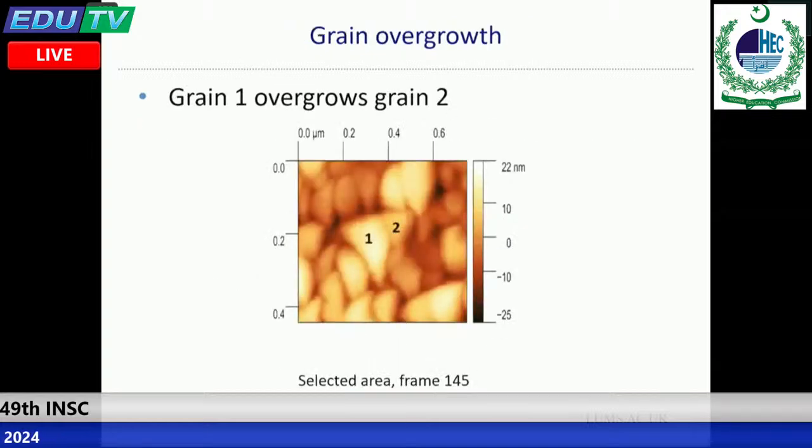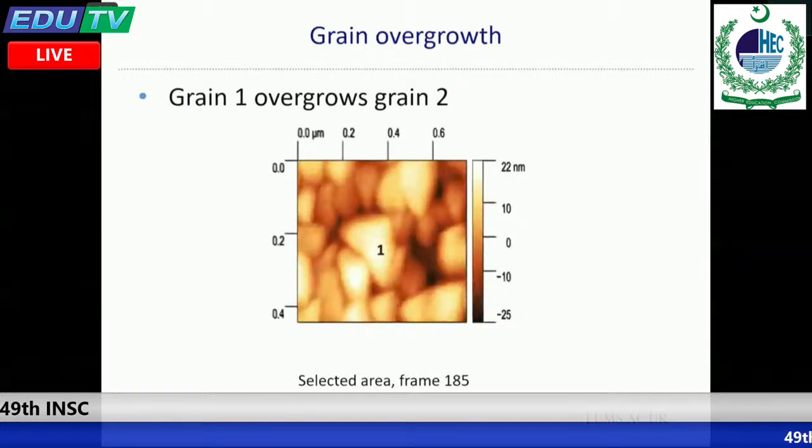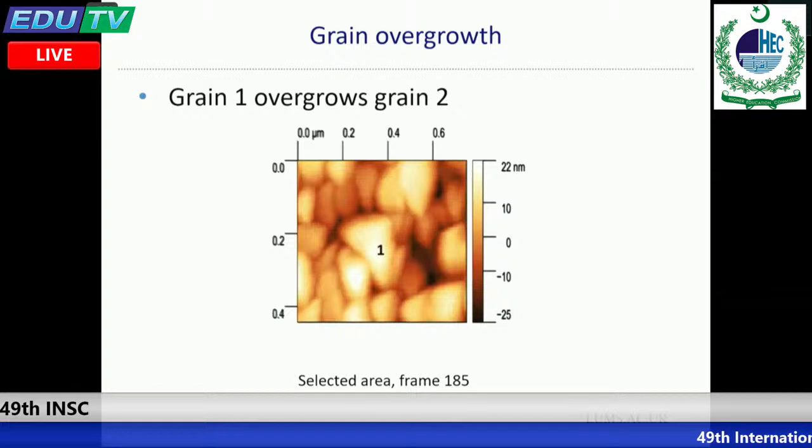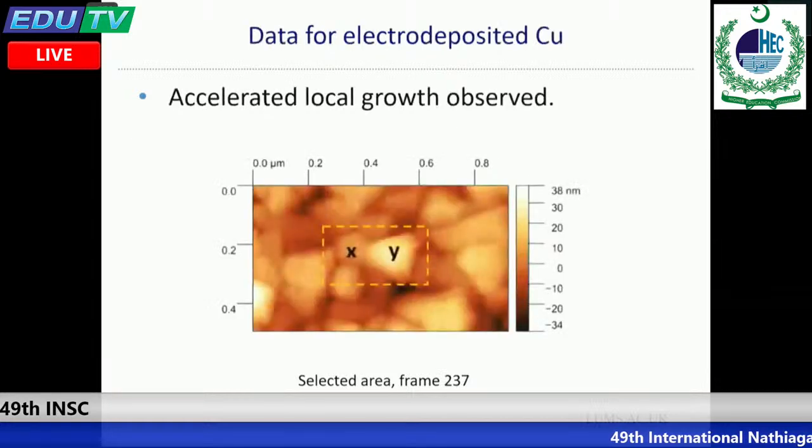So here is an example where we can see grain overgrowth. We've got two grains, 1 and 2. Now look at what happens. If you look at the later frame, here's the previous one, 1 and 2. You can see now 1 has completely overtaken 2. So that's showing you that overgrowth really does take place. And that's one of the reasons for coarsening.